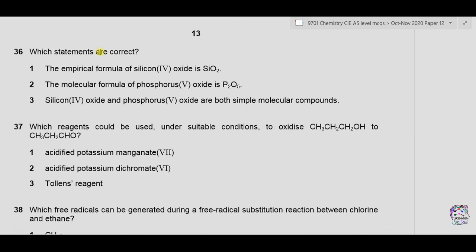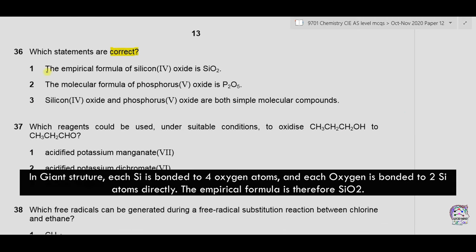Question 36. Which statements are correct? Number 1. The empirical formula of silicon 4 oxide is SiO2. This is correct because SiO2 is a giant molecular structure. So the empirical formula is that with one silicon, 2 oxygen atoms are bonded.